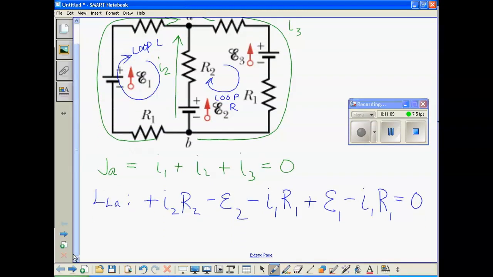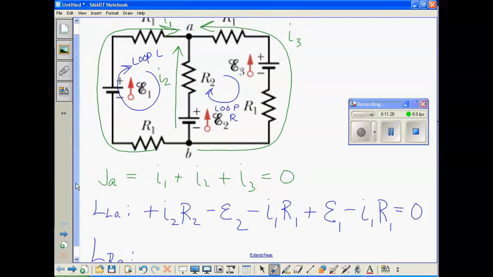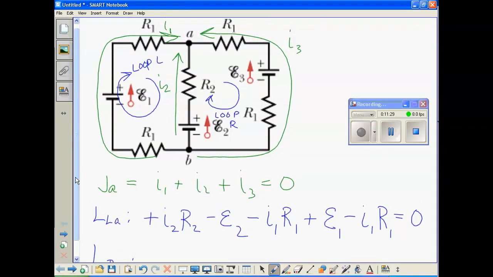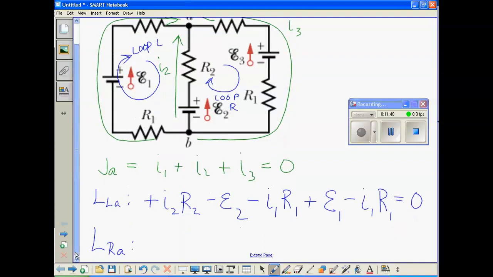Now I'm going to do a similar equation for the right loop. So this is a loop equation. The right loop, I'm still going to start at A. That, again, is sort of an arbitrary choice. I'm going to go clockwise because that's what I have drawn for loop R. And the first thing I encounter is that top resistor, known as R1. Because I'm heading in a direction around my loop that is opposite the direction I chose for I3, then I need to write a plus I3 R1 as my first term.